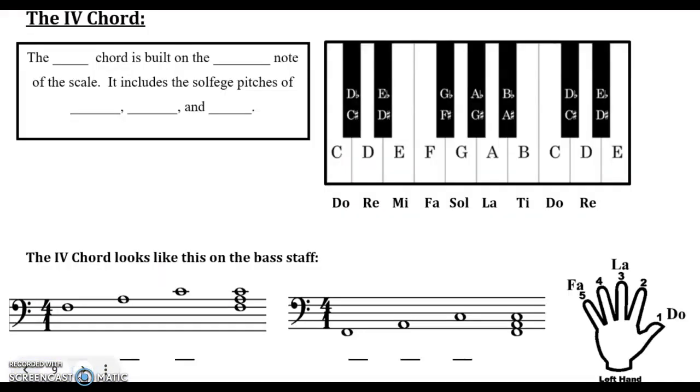Pull out your yellow packet if you haven't already. On the second page, there is a spot marked the 4 chord. This is where we are working right now. The 4 chord is built on the 4th note of the scale. It includes the solfege pitches of, what were the 3 pitches we just said? Oh yes, Fa, La, and Do.